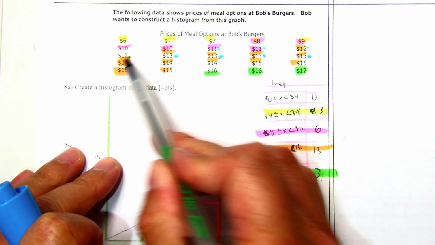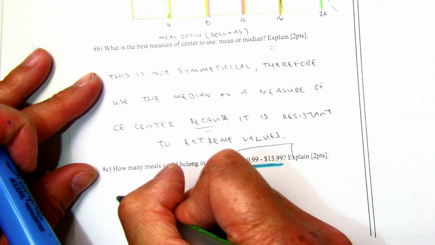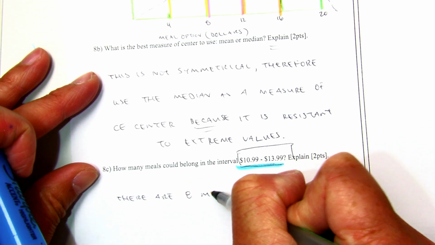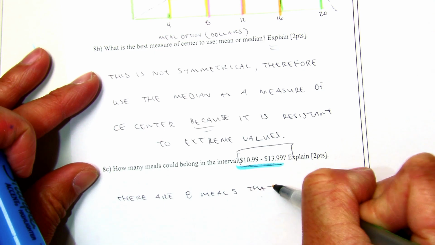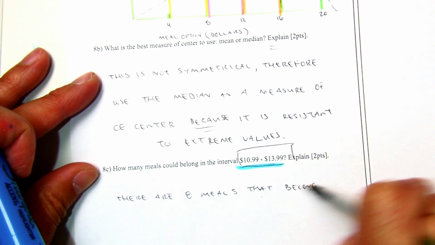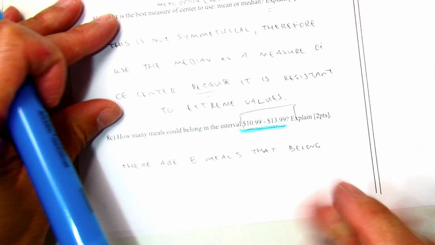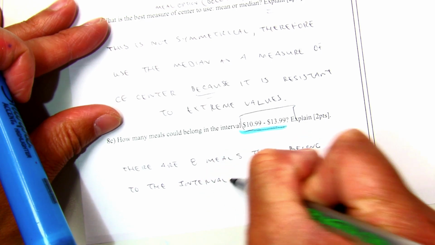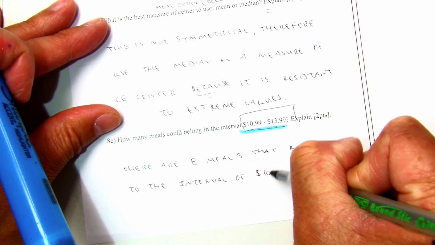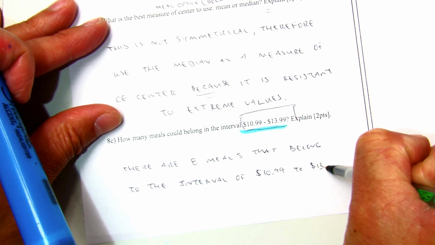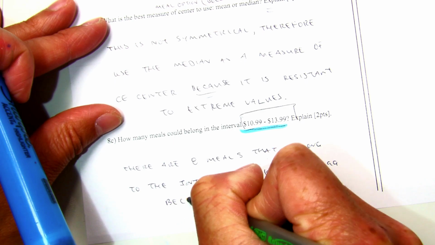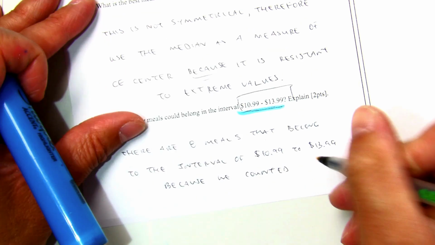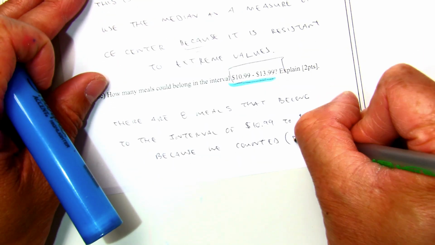1, 2, 3, 4, 5, 6, 7, 8. There are 8 meals that belong to the interval of $10.99 to $13.99 because we counted. I'm going to put in parentheses here. Remember, don't include 14.